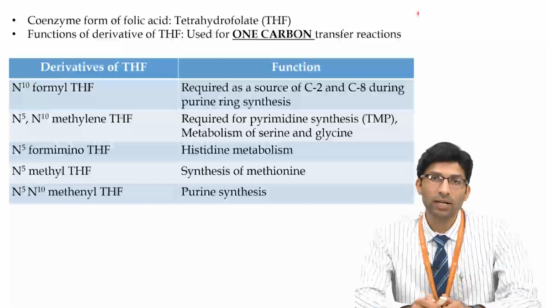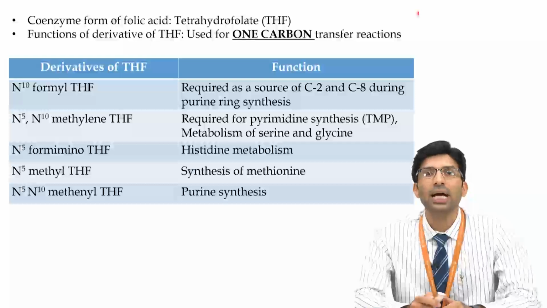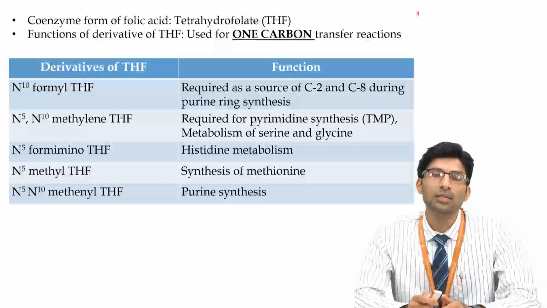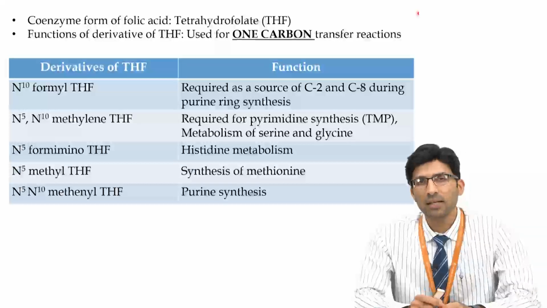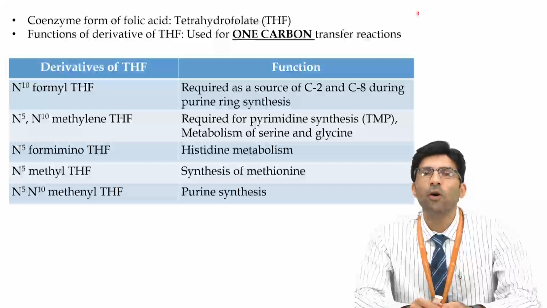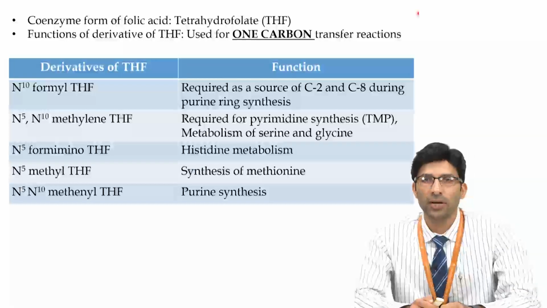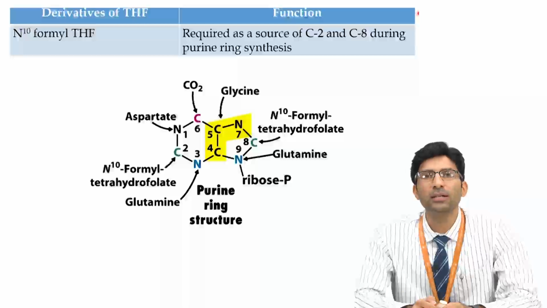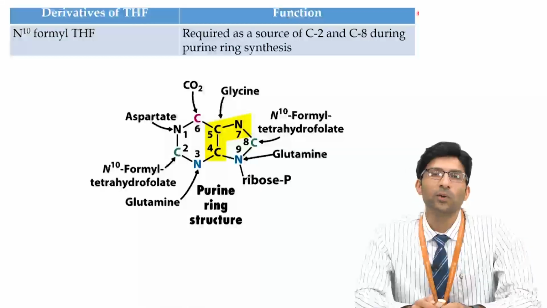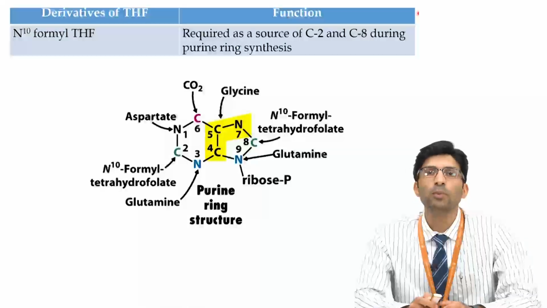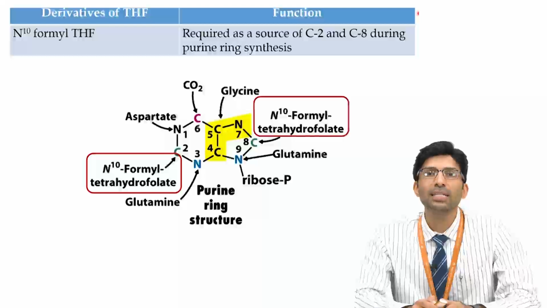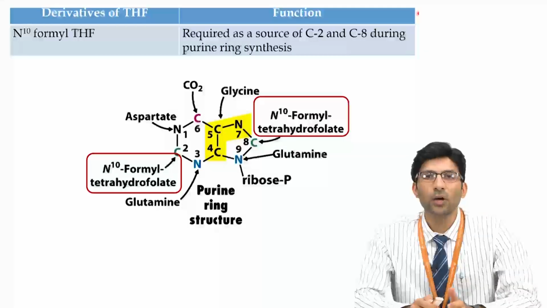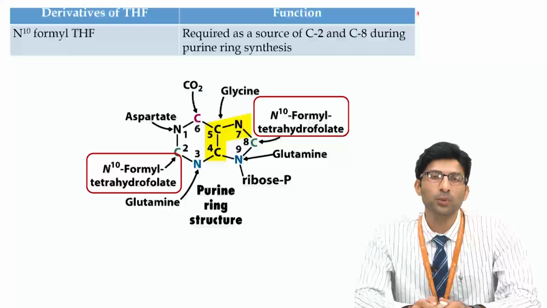It is also required in the histidine metabolism as well as very important synthesis of methionine. Let us see just a quick glimpse of where all these different derivatives of tetrahydrofolate are being used. So, first one you can see here, the N10 formyl tetrahydrofolate is required as a source for the purine ring, the C2 and the C8 of purine ring. The N10 formyl tetrahydrofolate contributes the C of this purine ring.